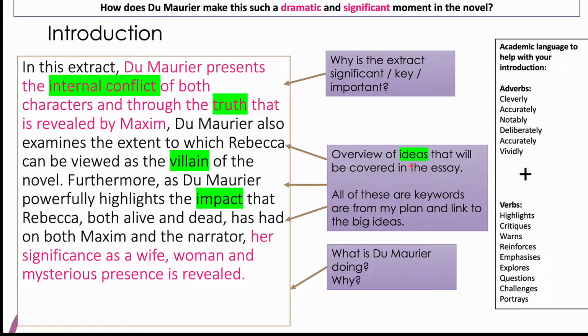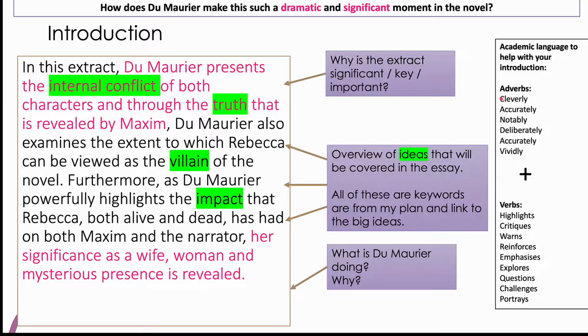And I did say at that point that all of those notes, all of those keywords that you're writing down, would be hugely helpful when you got to writing up the actual essay. So all I've done is lifted some of the best ideas that I had and put them straight into my introduction, because that's also going to give the examiner an overview of the main points of my essay. And then at the end, I've ended with what Du Maurier is doing and why she's doing it.